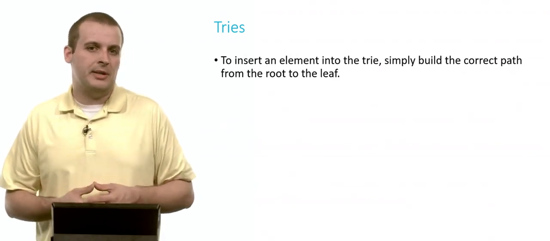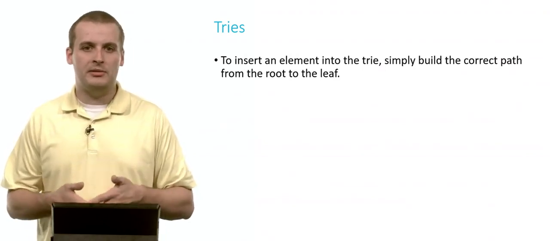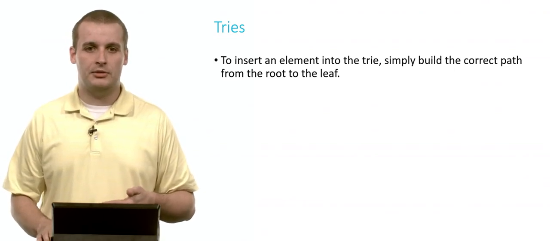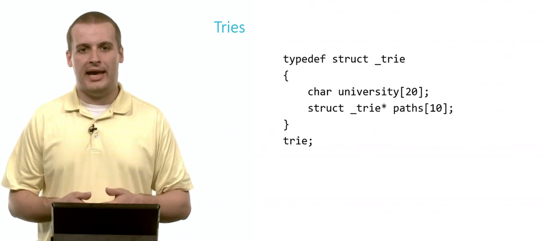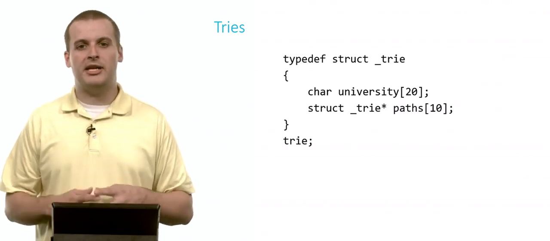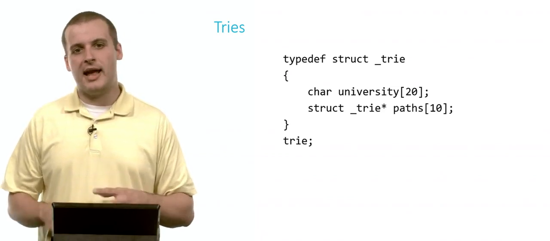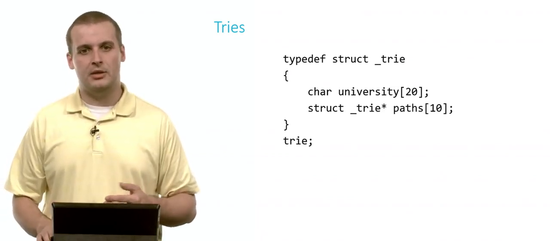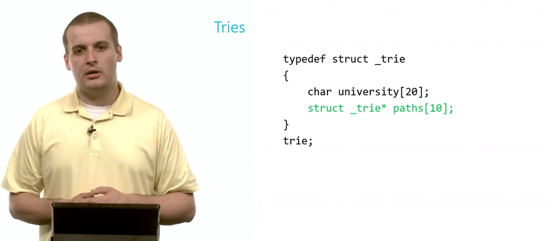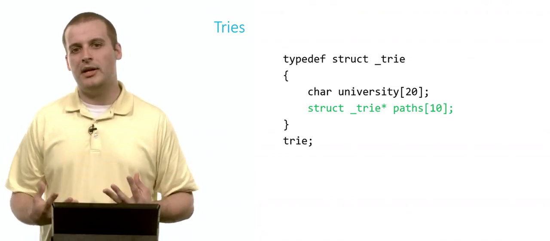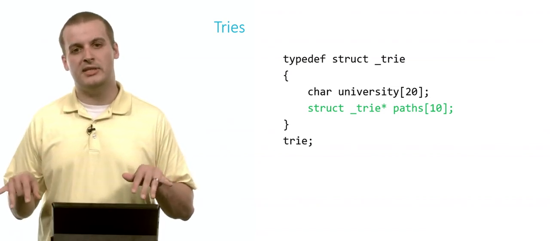If we want to insert an element into the trie, all we need to do is build the correct path from the root to the leaf. Here's what every step along the way might look like. We're going to define a new data structure for a new node called a trie. And inside of that data structure, there are 2 pieces. We're going to store the name of a university, and we're going to store an array of pointers to other nodes of the same type.